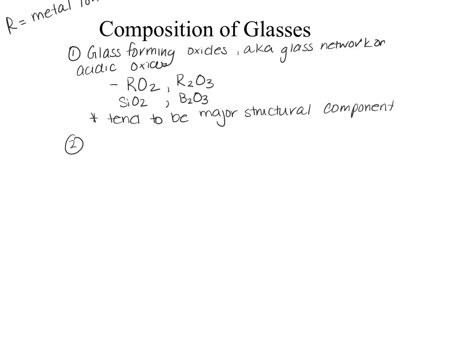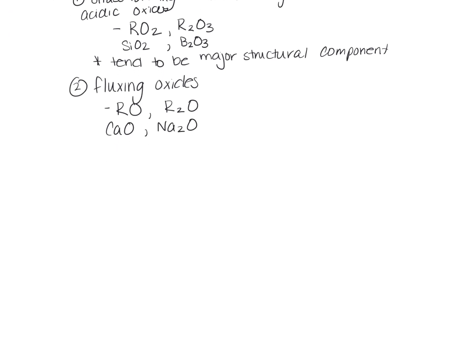Then the second type are the fluxing oxides. And these are things that have the formula RO or R2O. They would be like calcium oxide or sodium oxide.